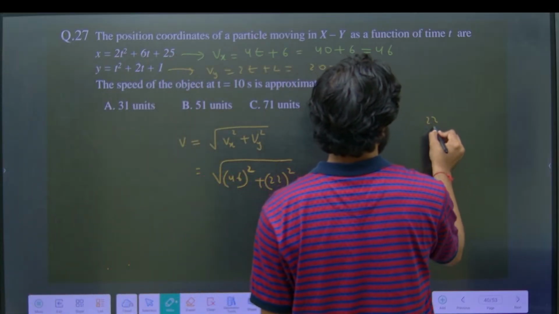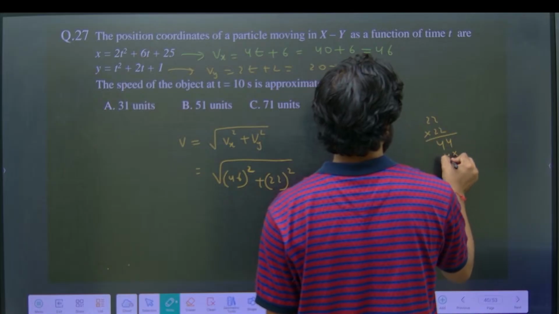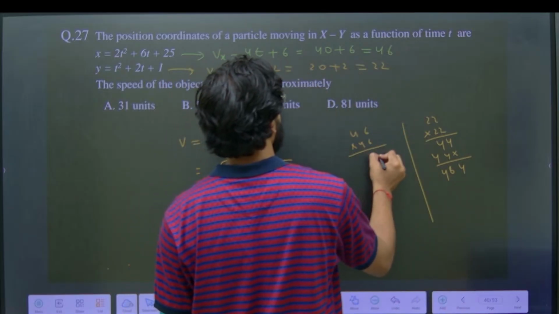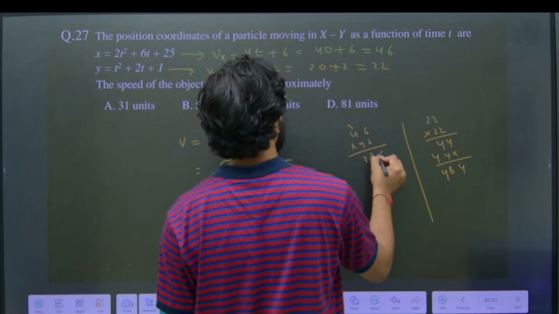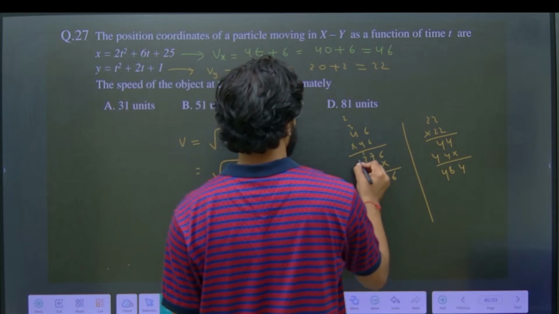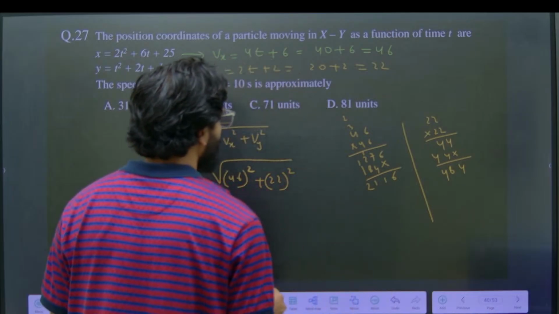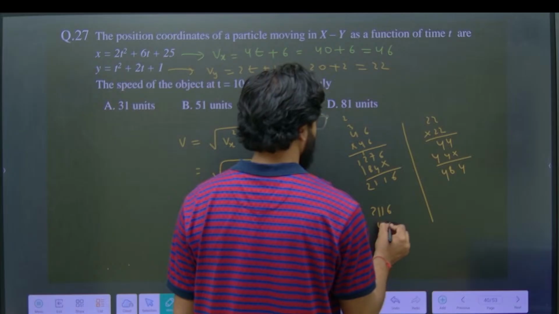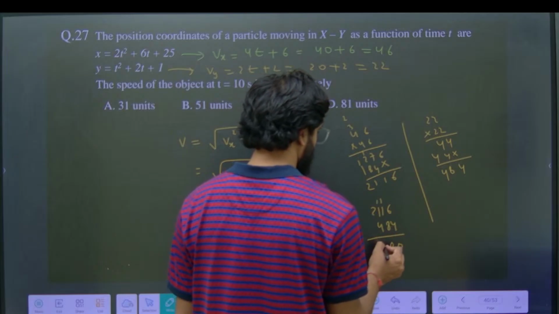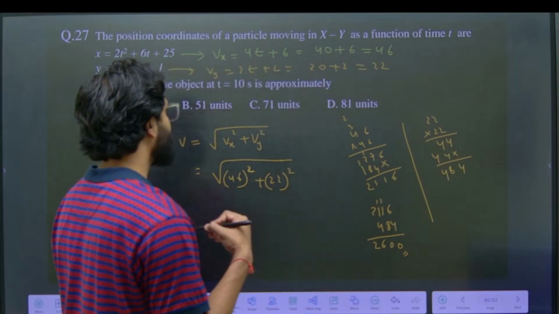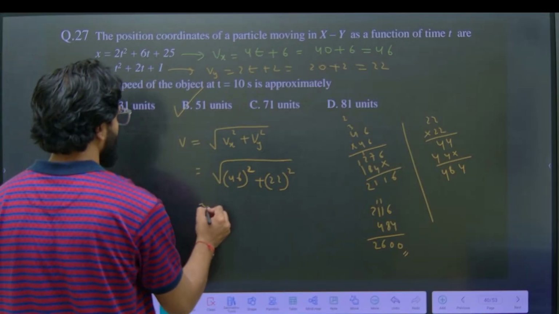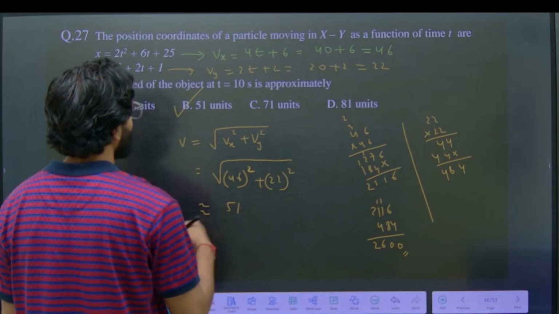Then what to do? 22 into 22, 44, 484, correct. 46 square is 2116. Adding 484, that gives about 2600, which is very close to 50, because all the answers are very far apart. So we can call it relatively 51, right? Correct.